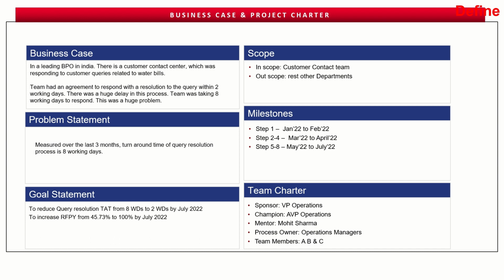The next phase is value stream mapping. The scope of the project was the customer contact team, and the rest of the teams or departments were out of scope. Milestones: the team started the project in January 2022 and finished it by July 2022. Under team charter, we had the sponsor as Vice President Operations, champion as AVP Operations, mentor as Mohit Sharma, and process owner as Operations Managers. There were different team members that were also involved.